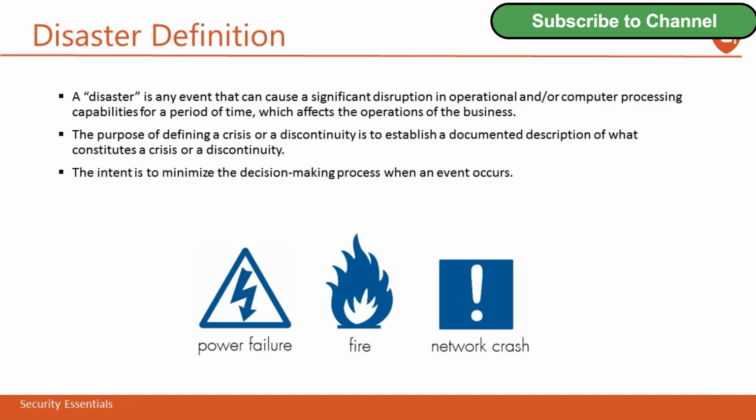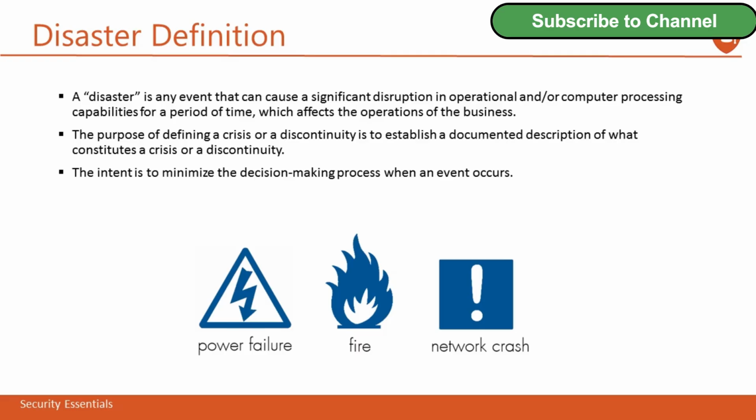Now we have disaster definition. Why are we talking about contingency planning? Because we can get any kind of disaster or attack at any time. So what is a disaster? A disaster is any event that can cause significant destruction in operational or computer processing capabilities for a period of time, which affects the operations of the business.